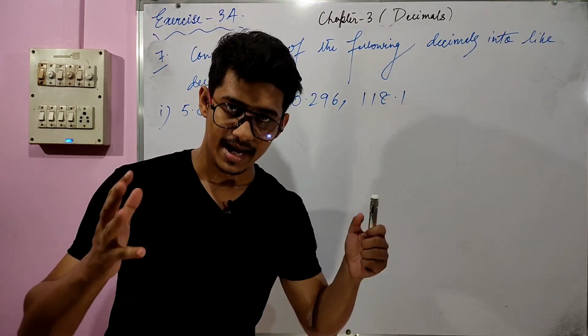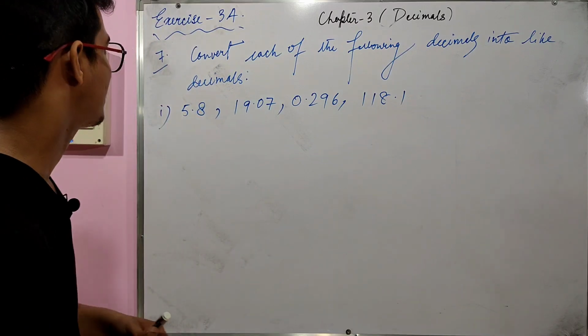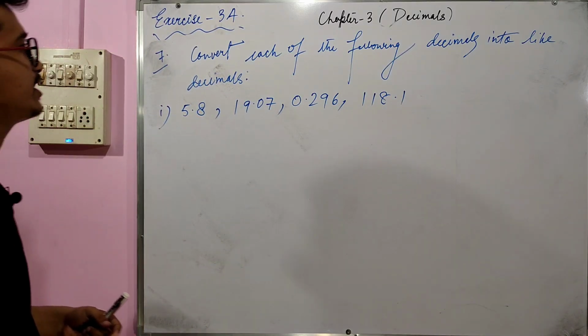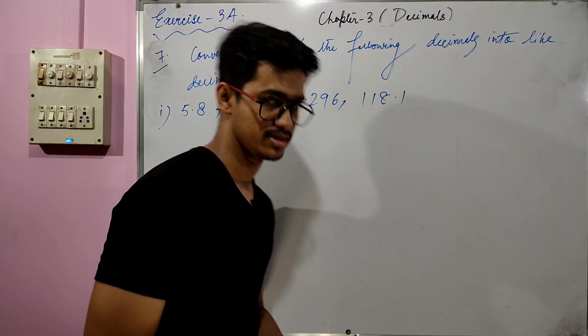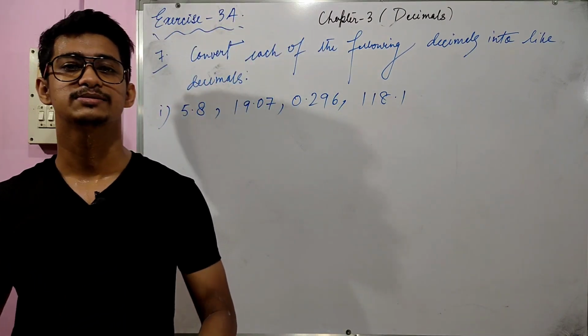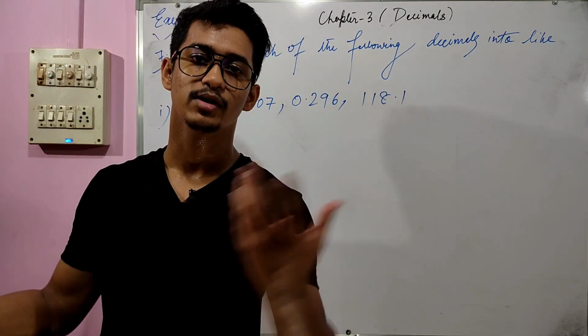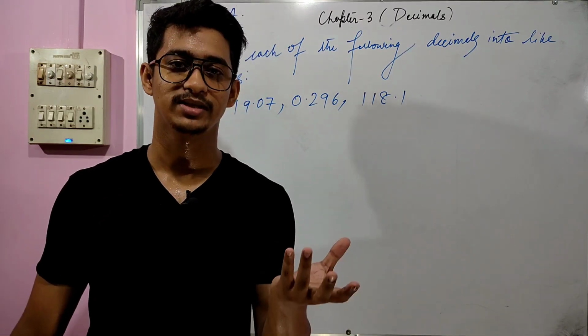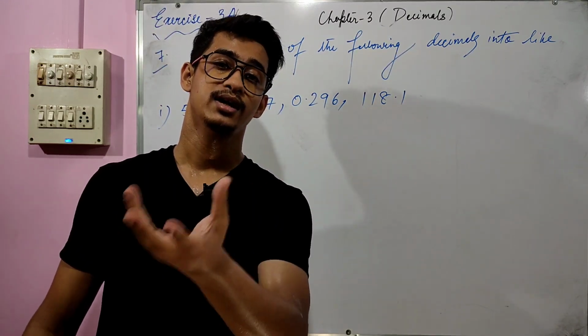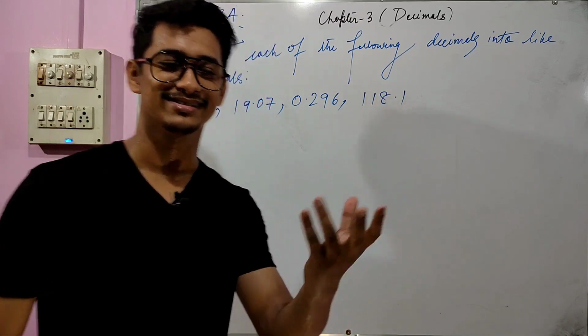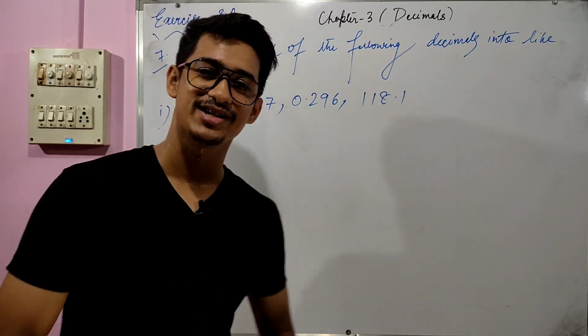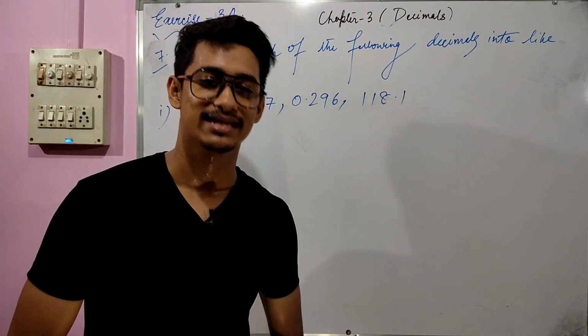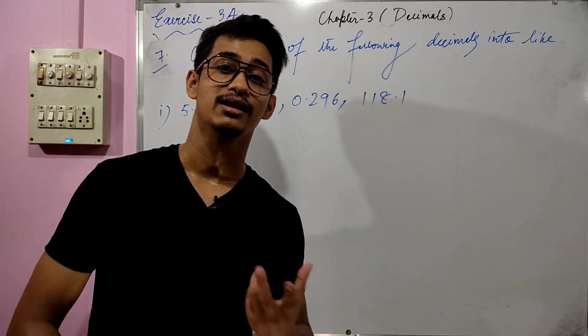Alright, we are coming towards the end of this session. The last question of today's video is: convert each of the following decimals into like decimals. So what do we mean by like decimals? Like decimals are decimals where the number of digits after the point is the same. If the quantity of digits is the same, then we can say these are like decimals.